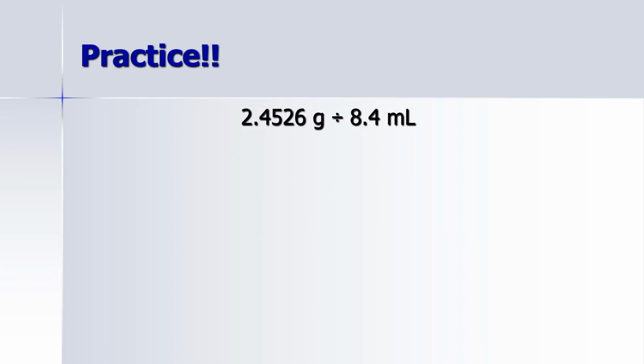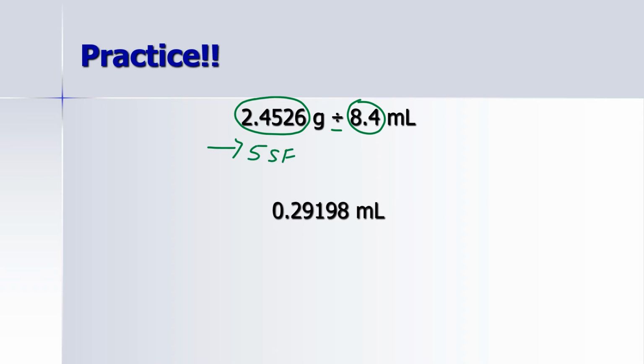This one's for division. We have 2.4526 grams divided by 8.4 milliliters. So first thing that we do is just 2.4526 divided by 8.4, and that gives us 0.29198 milliliters. Okay, now we want to count the sig figs in both the question and the answer that we have right now. So in the question, in the first number, we have a decimal present, so start from the Pacific side. We get 1, 2, 3, 4, 5 sig figs because we start from the first non-zero digit, which is 2, and we get 5 sig figs. In the next number, 8.4, once again the decimal is present, so start from the Pacific side.